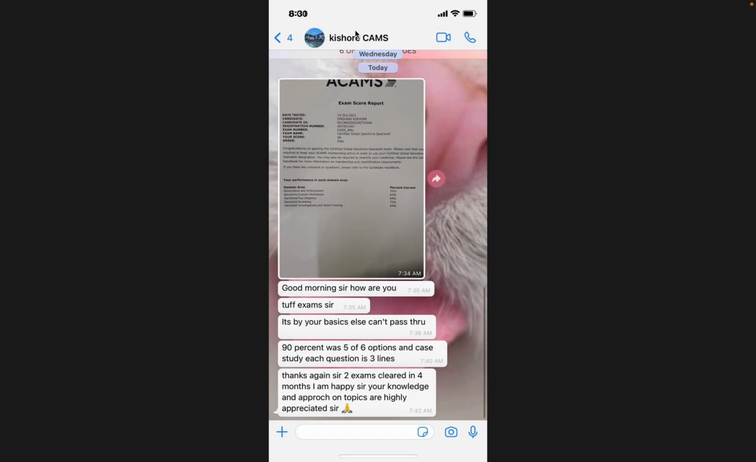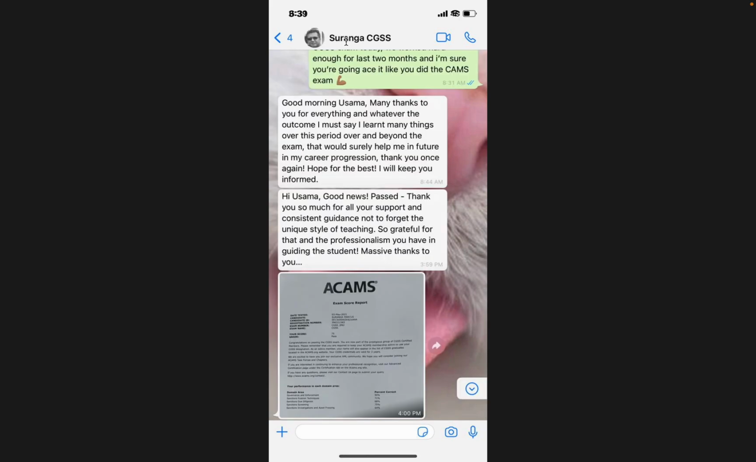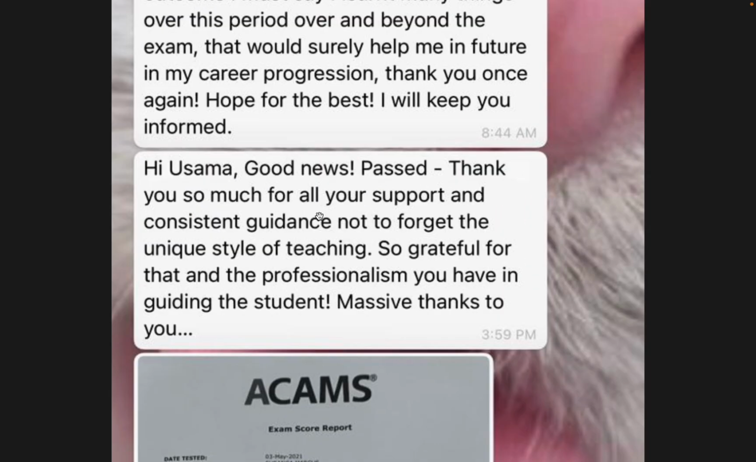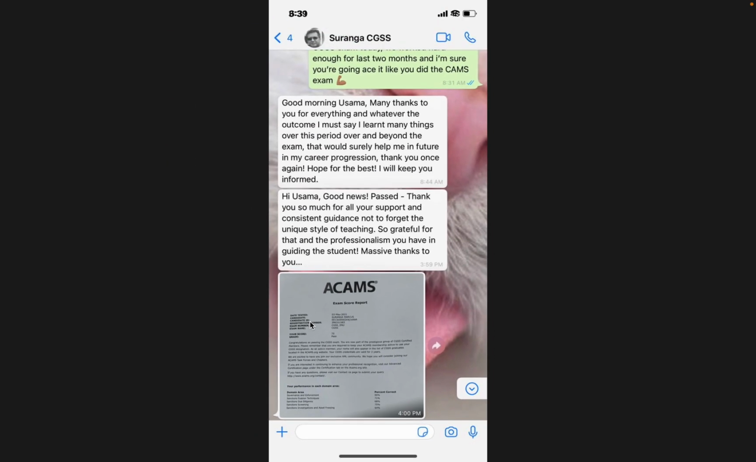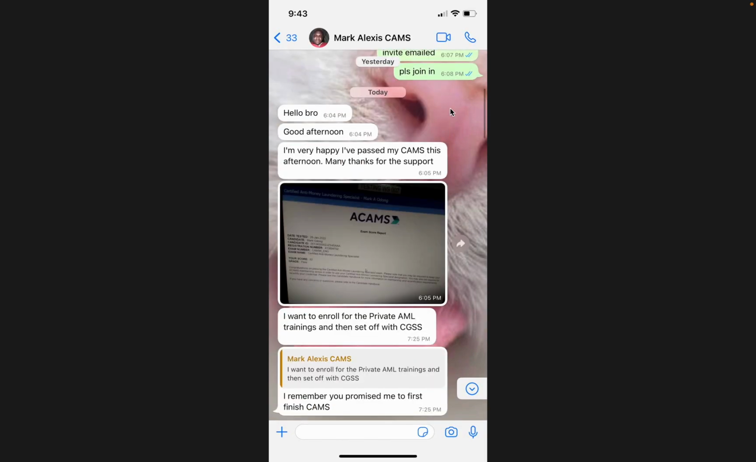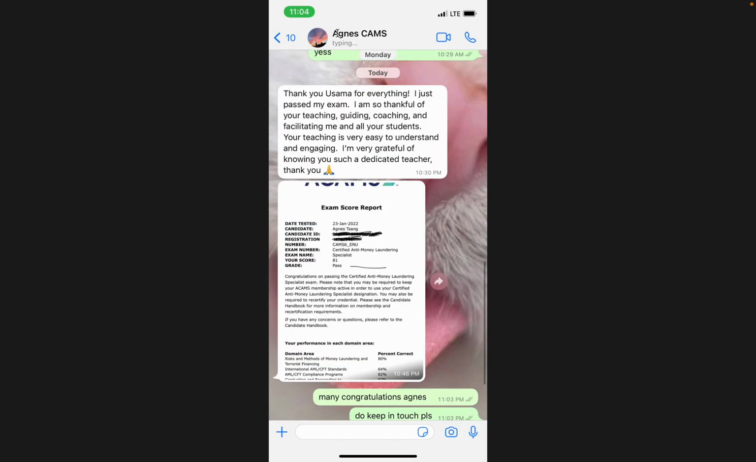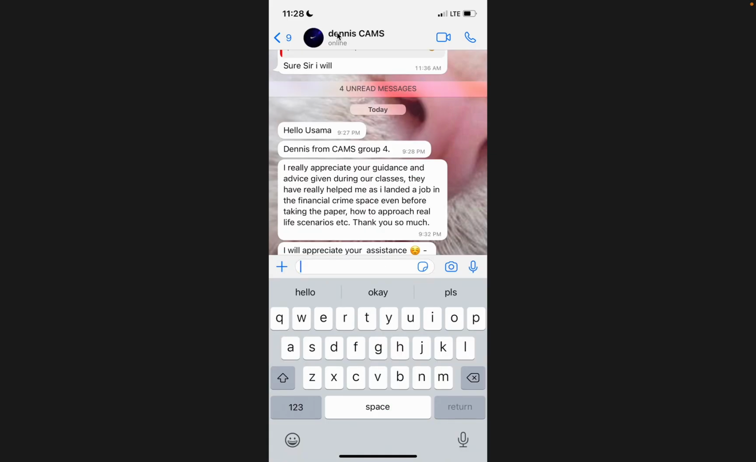He passed both CAMS and CHS through me. Saranga from, I think, Sri Lanka, and I've helped him pass. Marcus from Sri Lanka, both passed CAMS and CHS. Alexis from Uganda. Agnes is a native US Indian, and she passed the CAMS examination through me. She prepared for CHS. I haven't written the CHS exam yet.